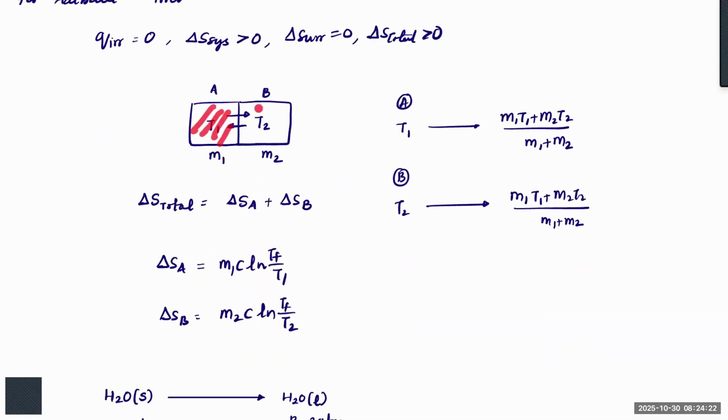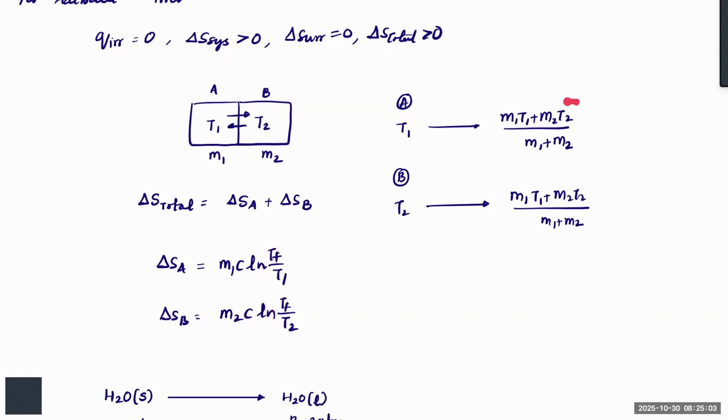Next, if you have two metal blocks connected with each other, both at two different temperatures and having different masses, then the total change of entropy of both the metal blocks together is change in entropy of A plus change in entropy of B. Change in entropy of A will be equal to M1 C ln TF by T1. And delta S B will be equal to M2 C ln TF by T2.